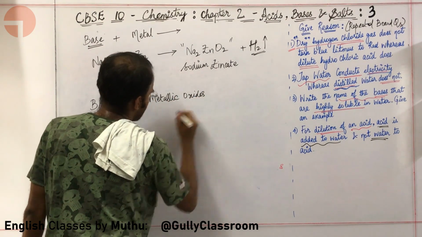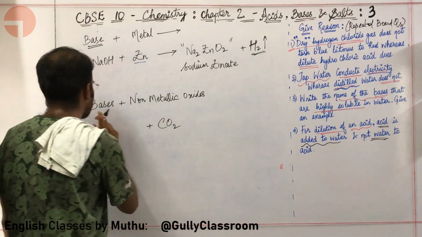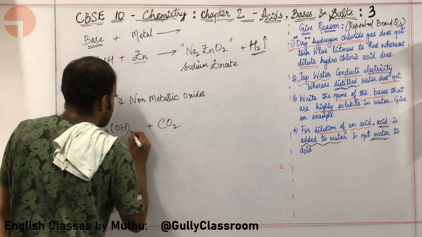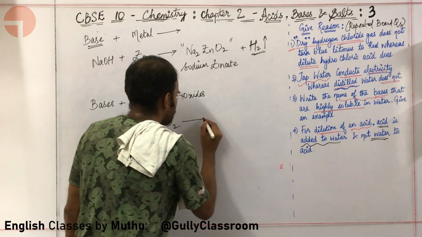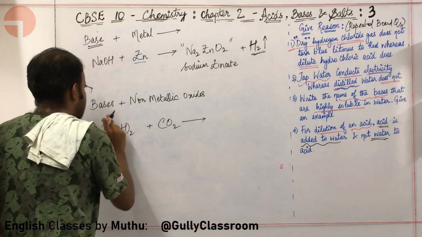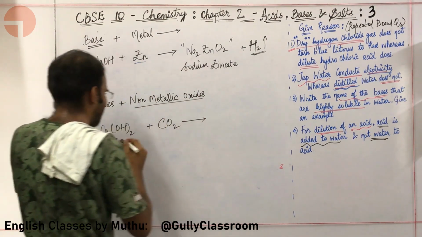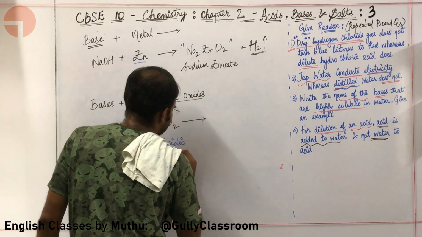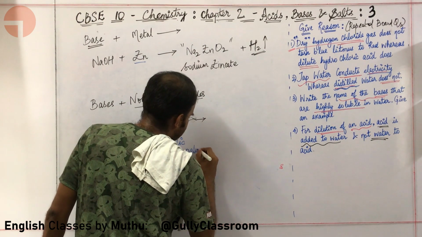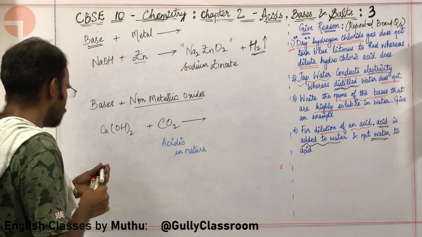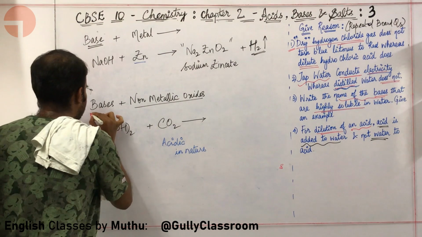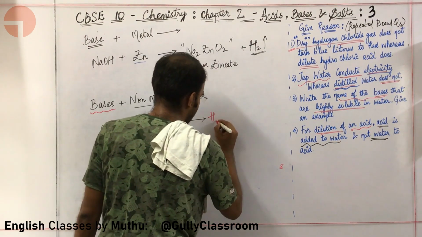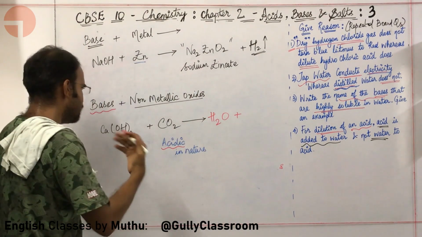A good example for non-metallic oxide is CO2. What base are we going to consider here, sir? Let us take Ca(OH)2, or slaked lime. If you put this, what will happen? Sir, this is a base. Okay. Non-metallic oxides are in fact acidic in nature. So I can consider this as a base reacting with an acid. So, obviously, I will get H2O plus a salt.